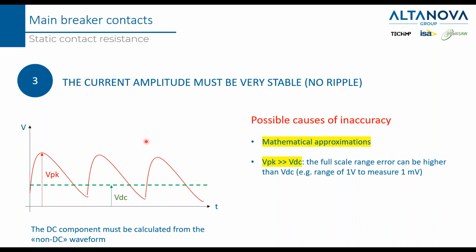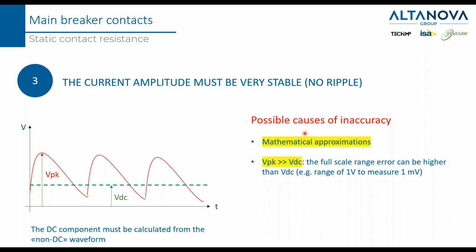And now we understand why it's better to have a pure DC current instead of a rectified current. Because in such a situation, you are not interested in the voltage peak, but only in the DC component, and the DC component must be calculated from this waveform. So what your measuring device can do is an approximation, because it applies mathematical formulas to calculate the DC component.